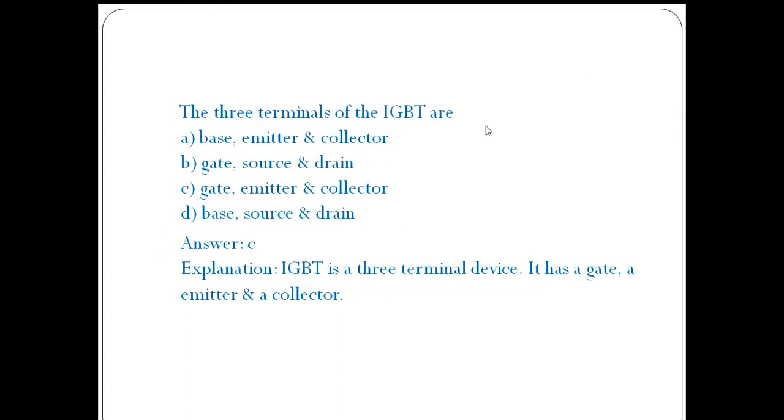The terminals of IGBT are: base emitter collector, gate source drain, gate emitter collector, base source drain. It is a combination device of MOSFET and power BJT. The terminals are gate, which is isolated, and emitter and collector, which are from the BJT. So gate, emitter, collector are the terminals of the insulated gate bipolar transistor. Option C.